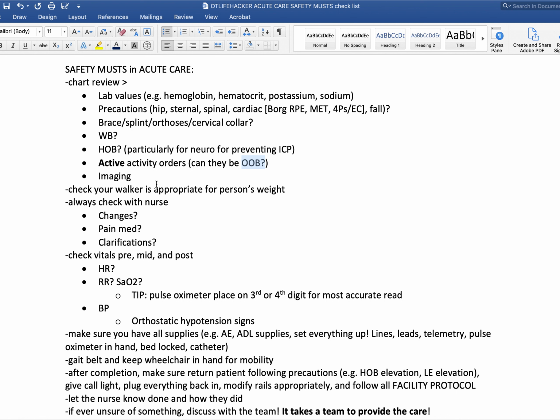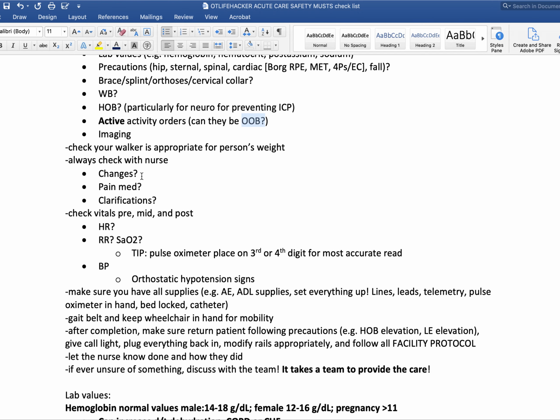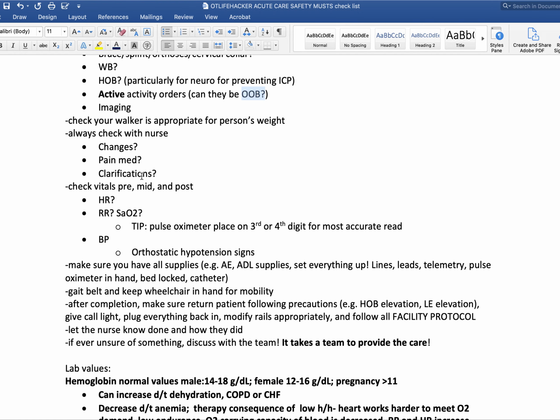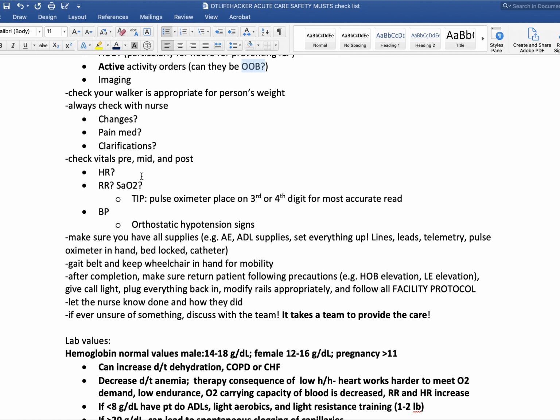OOB, can they be out of bed? Because sometimes you have to do just edge of bed for care. And imaging may be important, especially if they just came from, again, a craniotomy, or in other instances, maybe you have to check the CT scan or some other testing. Check the walker. Is it the appropriate weight for the person? The max weight of the walker fits your person's weight, and it is the right height for them too.